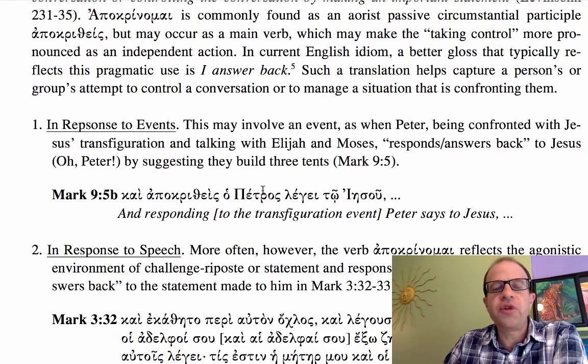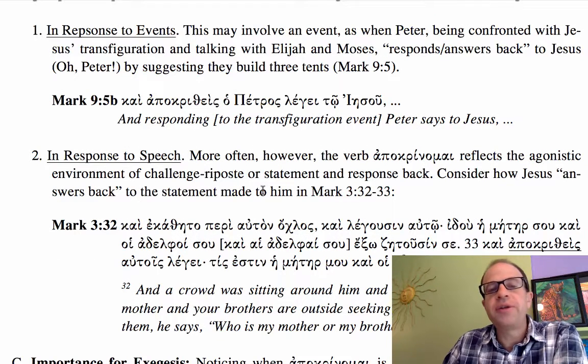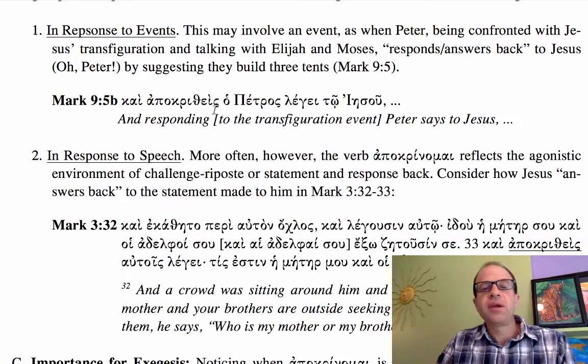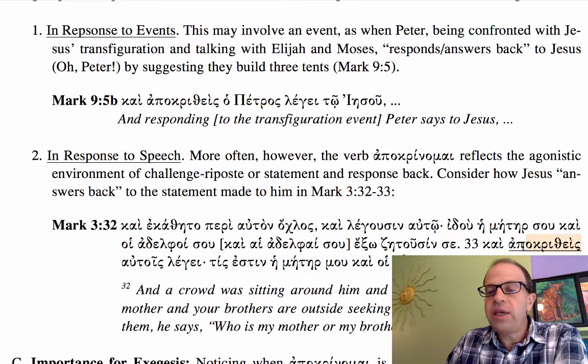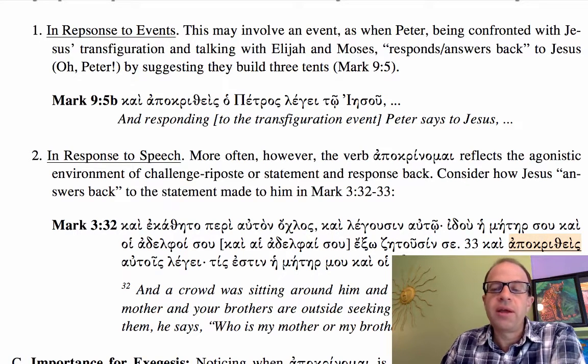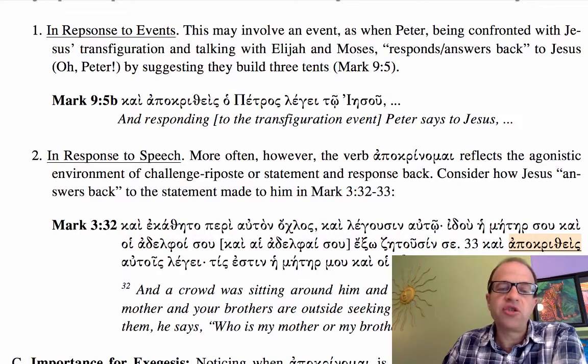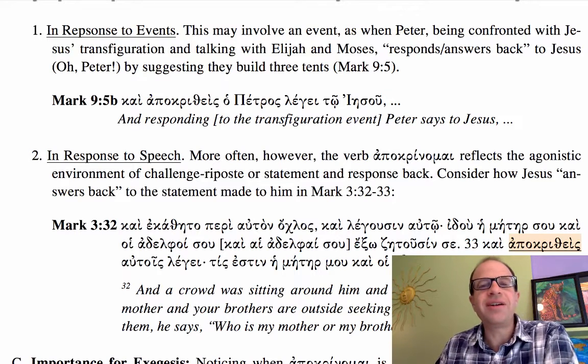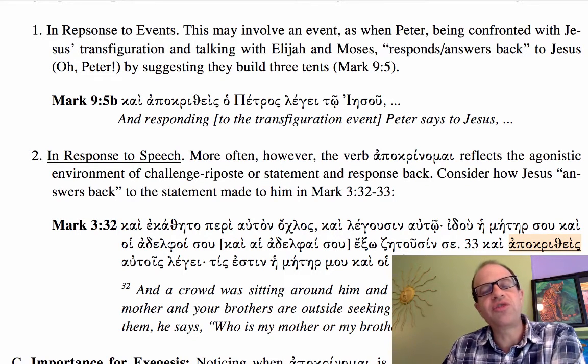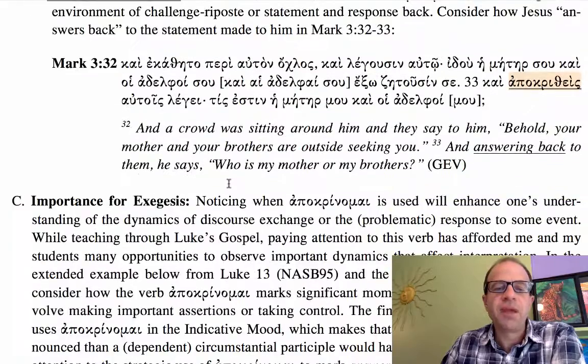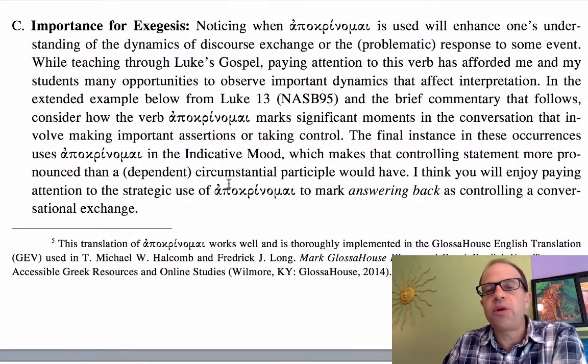More often, though, this verb is used to respond to someone in speech acts. And the reason why it's introduced here and given more elaboration is because the form will often be the aorist passive form and used as a circumstantial participle or a redundant participle in some respects, because it seems to be redundant to the main verb of speaking. However, it's not really redundant because of this pragmatic use, this function of this verb to indicate taking control back in the conversation. Be sure to read my notes on the importance for exegesis.